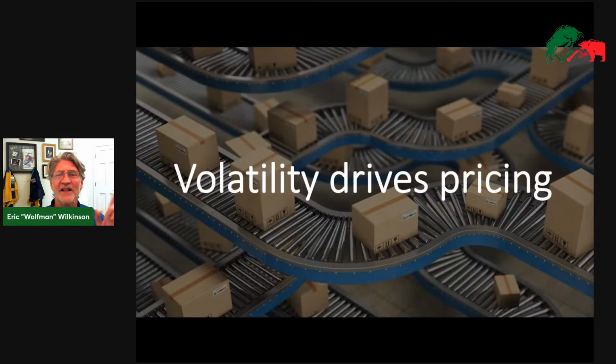All right. So volatility drives pricing. If you haven't learned anything else so far, volatility is the main driver of price. Okay. Now we can split hairs here, folks, and talk about theta. As a matter of fact, let's just do that. Let's just split hairs and talk about theta and all of these.